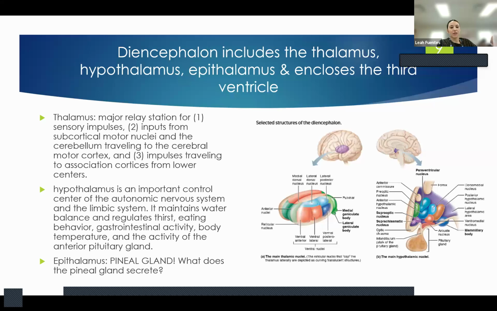We have our hypothalamus. This is an important control center of our autonomic nervous system and the limbic system. The hypothalamus maintains water balance and regulates thirst, our eating behavior, GI activity, body temperature, and activity of the anterior pituitary gland.